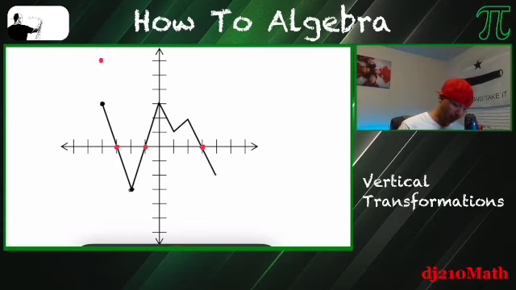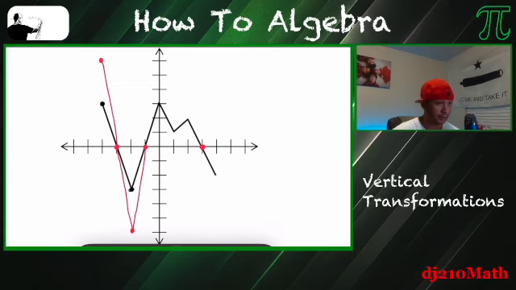Here, at x equals -2, y is -3. So we're going to double that. We're going to make that -6. So that point's going to be down here. So far, our graph looks like this. It's just stretching.